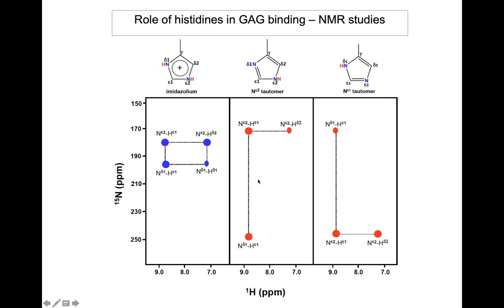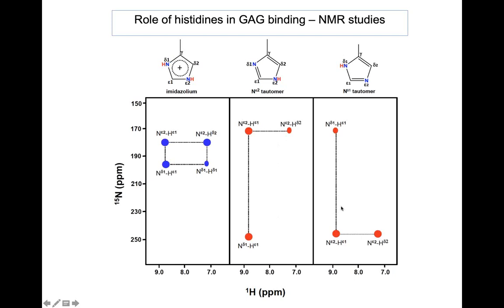Depending upon what state you have, the chemical shift profiles look very different. So this is how it looks if the histidine exists like this, with the protons on epsilon 2, this kind of an L and this kind of an L.